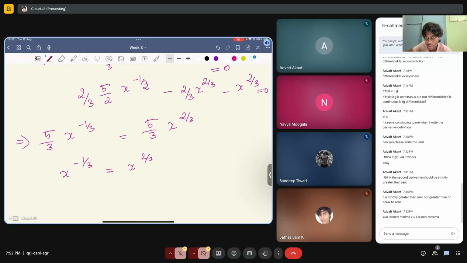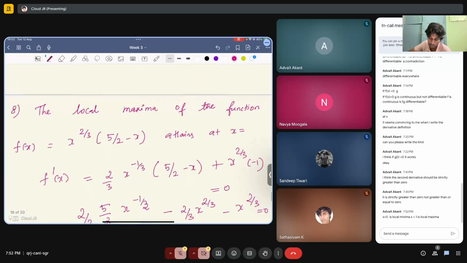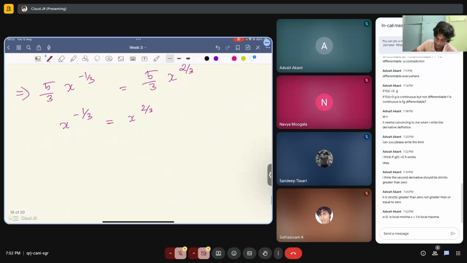x equal to 0 is the local maxima? x equal to 1 is a local? Okay, x equal to 0 is a local. No. Okay, we'll see. I will take it to the other side, and you will get x power minus 1 by 3 plus x power 2 by 3 equal to 0.